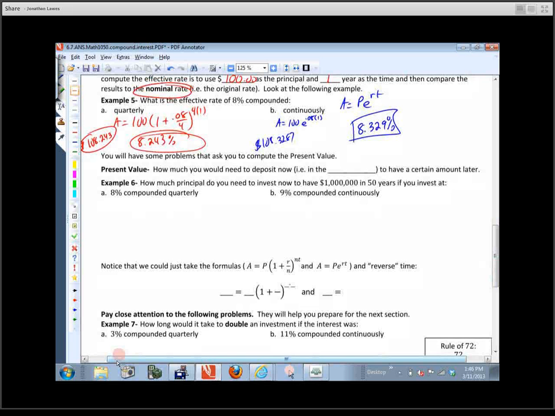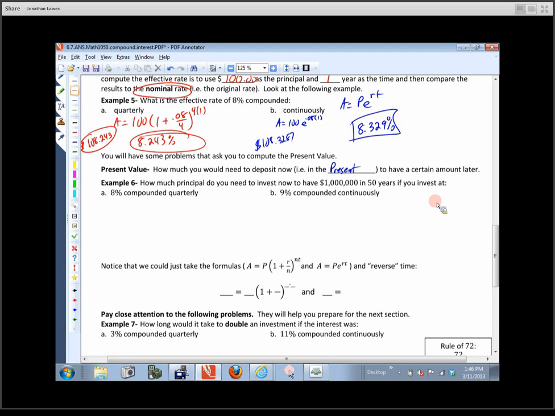Okay. So you will have some problems that talk about something called present value. They'll say, go ahead and compute the present value of this. So what present value simply means is how much would you need to deposit into an account now, or in other words, in the present, in order to have a certain amount later. So this is like retirement planning. Everybody wants to be a millionaire. How much principal do you need to invest now to have $1 million in 50 years if you've invested it at 8% compounded quarterly or 9% compounded continuously?